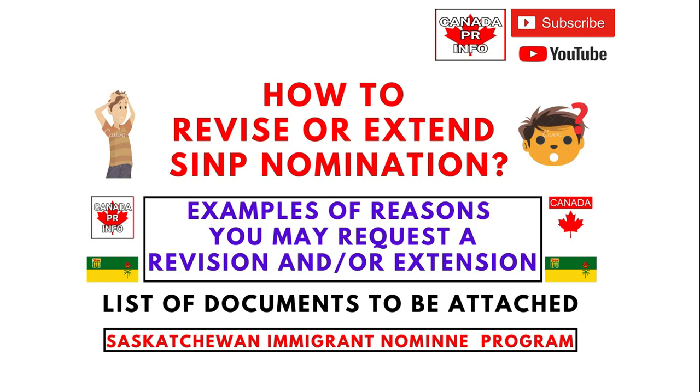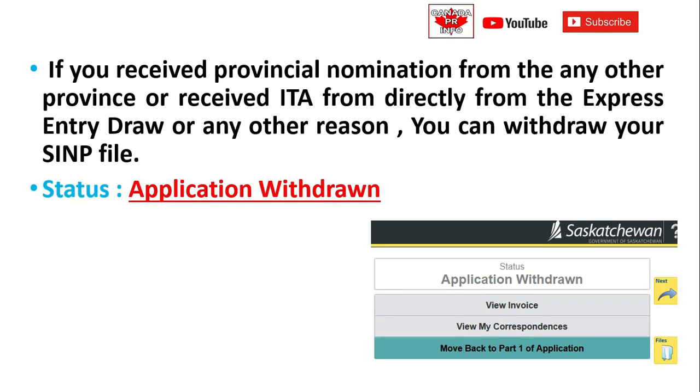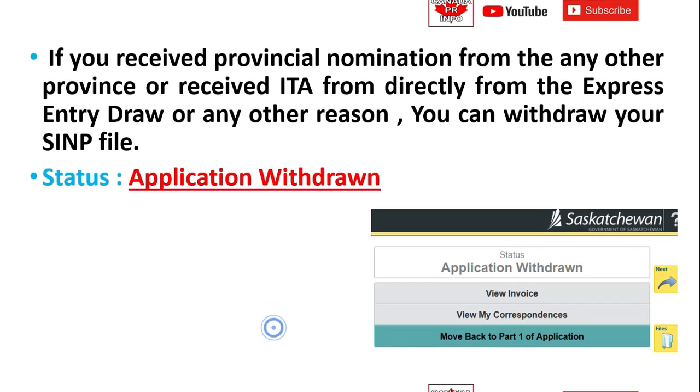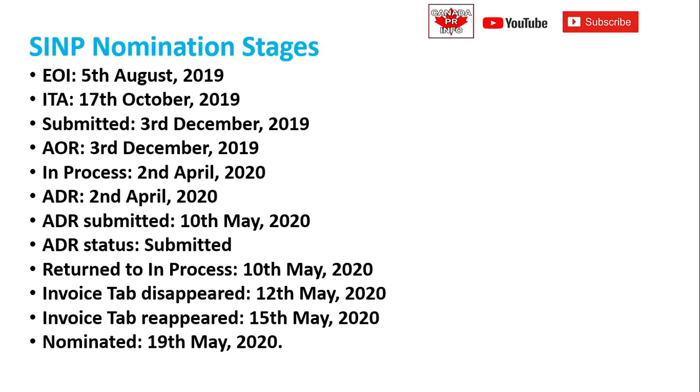Okay, now in case you received a provincial nomination from any other province or received an ITA directly from the Express Entry draw or any other region, you can withdraw your SINP application and your application status will be changed to application withdrawn. Okay, and this is the sample timeline to give you the overall idea about all the application stages that we have discussed till now.